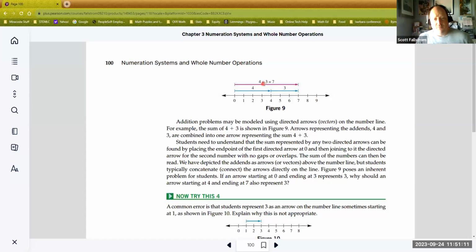If you wanted to do 4 plus -3, we would go 4 units over, stop at 4. Then we would move 3 units, but in the opposite direction. So we get to 1. So 4 plus -3 is 1, and this model still works just fine.